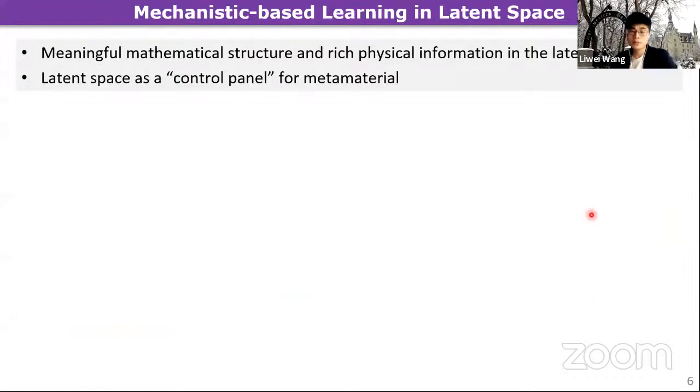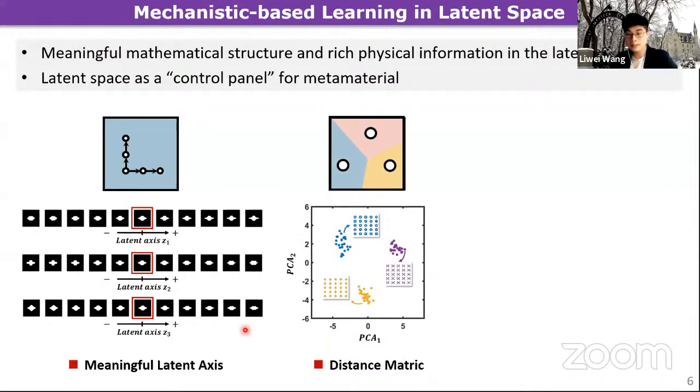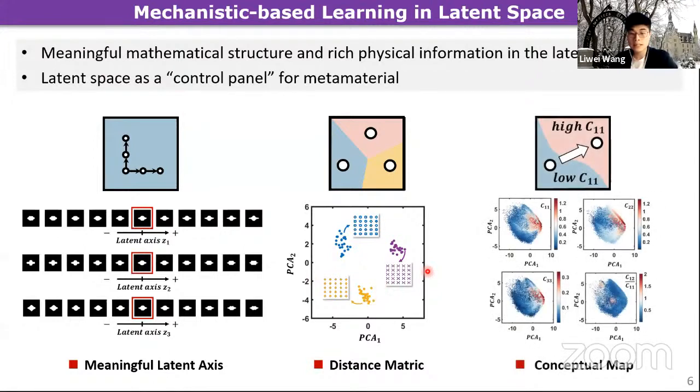In fact, we observe that the latent space has meaningful mathematical structures and rich physical information. Firstly, different vectorized directions in the latent space encode different shape morphing patterns. Secondly, the distance in the latent space provides a measure for shape similarity. Similar shapes are close to each other. And finally, the latent space forms a conceptual map where different abstract concepts of microstructures, such as high stiffness and low stiffness, occupy different regions in the latent space. So in some way, this latent space has become a control panel for the metamaterial.